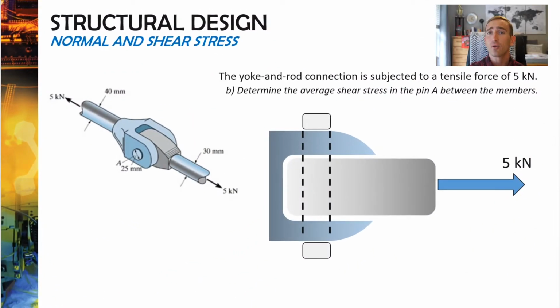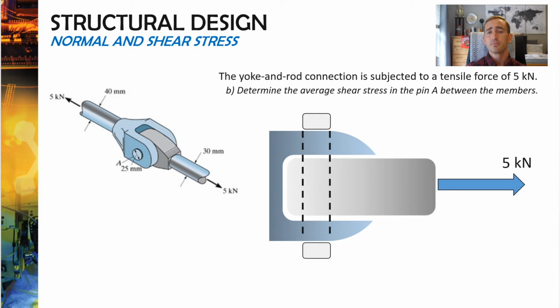Now that we've solved for the normal stress in that rod, let's look at the shear stress developed in the pin. Now the pin is going to be the thing that's experiencing shear stress, because if you look at a picture of the pin, the dotted line represents the pin that's inside of the yoke.